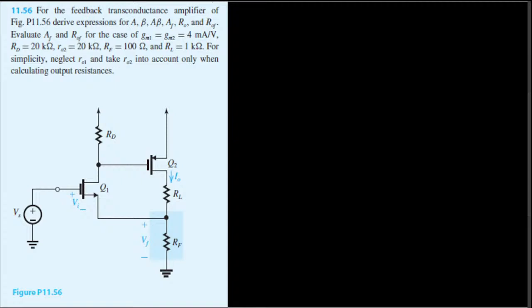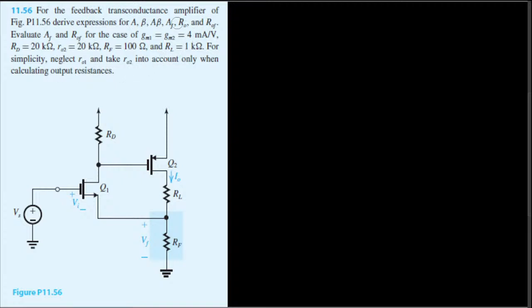The question asks about the feedback transconductance amplifier of figure P11.56. Derive expressions for A beta, AF, RO, and ROF. Evaluate AF and ROF for the case of GM1 and GM2 equal to 4 milliampere per volt, RD equal to 20K, RO2 equal to 20K, RF equal to 100 ohms, and RL equal to 1 kilo ohm. For simplicity, neglect RO1 and take RO2 into account only when calculating output resistances.